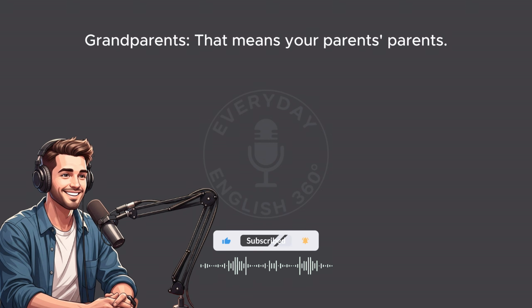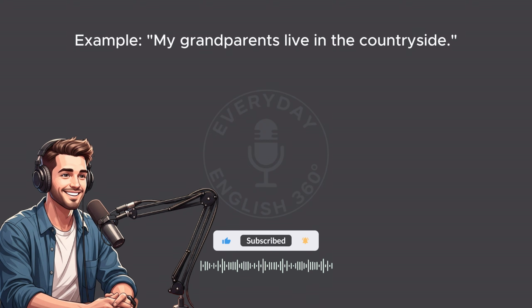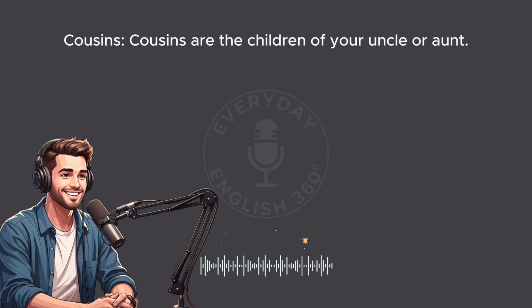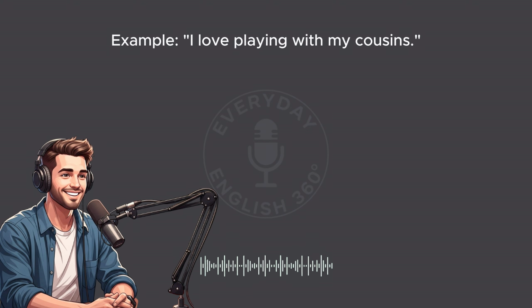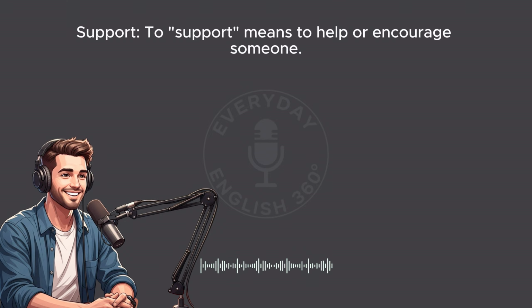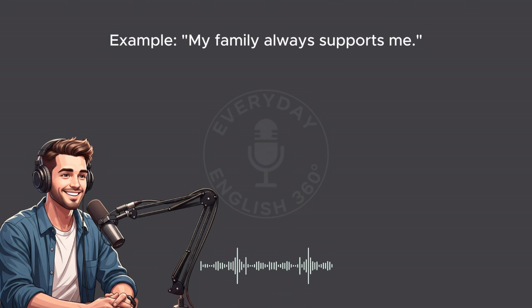Grandparents, that means your parents' parents. Example: my grandparents live in the countryside. Cousins, cousins are the children of your uncle or aunt. Example: I love playing with my cousins. Support, to support means to help or encourage someone. Example: my family always supports me.